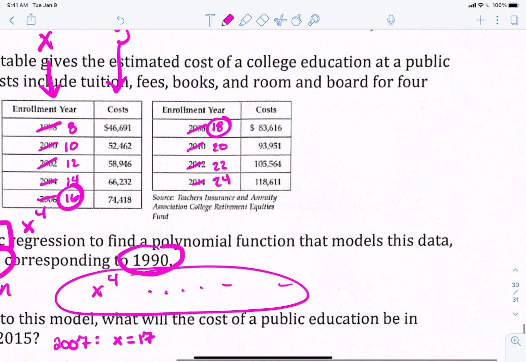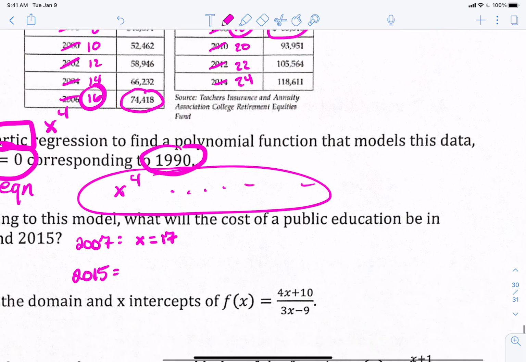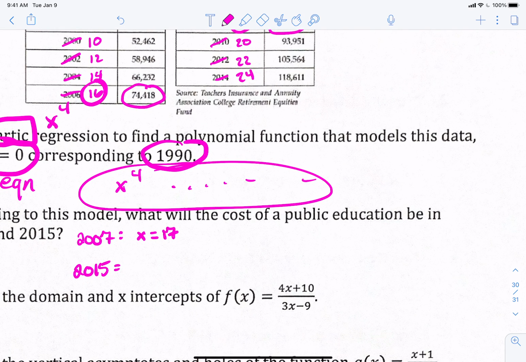Now, your number should be somewhere between 74,000 and 83,000. Does that make sense? Because that's where 17 lives in between. Okay? 2015, where do you plug it in?